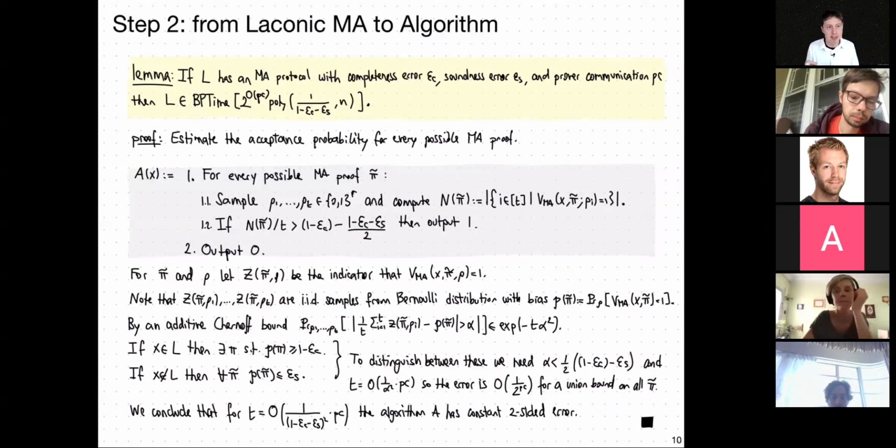In this case, the estimate cannot just be some constant. In that case, maybe we did it to 1 over 10, or something like that. Here, because we have a general completeness error and a general soundness error, our estimate has to be measured against those. So we're going to take half the distance between completeness and soundness.